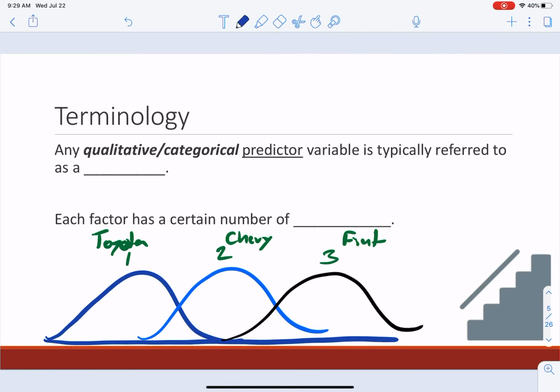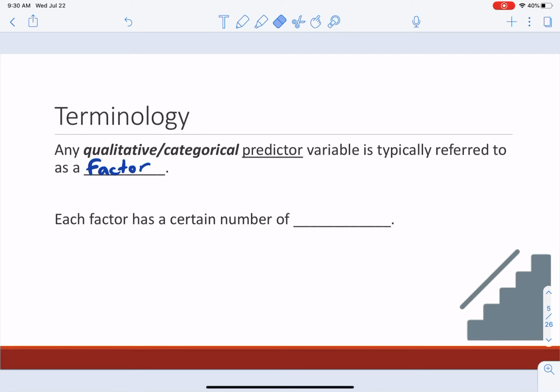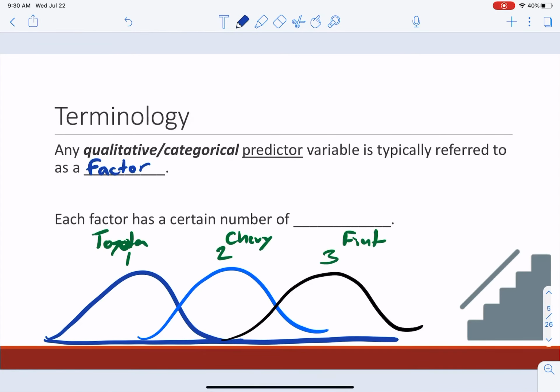So any qualitative predictor is typically referred to in the world of ANOVA as a factor. It's a weird sort of word, not necessarily the same as in English, but we're just saying that these categorical predictors, these categorical variables, the thing that is dividing what we are measuring, is known as a factor. And within that, each factor has a certain number of levels.